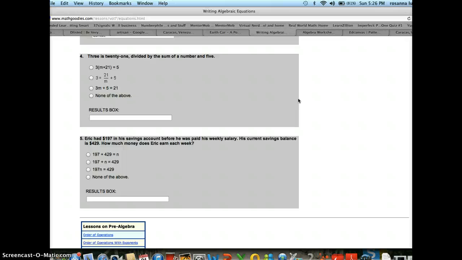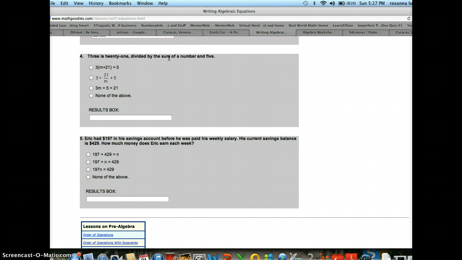Number 4: 3 is 21 divided by the sum of a number and 5. So 3 is equal to, so we want a 3 at the other end. We only have that here, and it could be that there's no correct answer. Let's check if this is going to satisfy the sentence above. It says 3 is 21 divided by the sum of a number and a 5. So 21 should be divided by the sum, and sum represents addition.